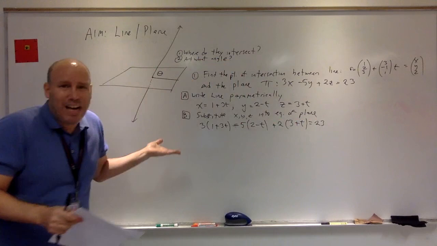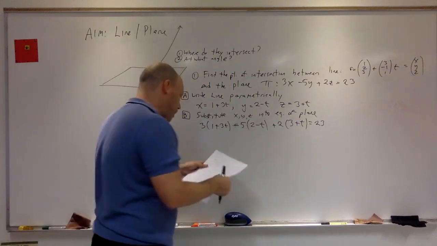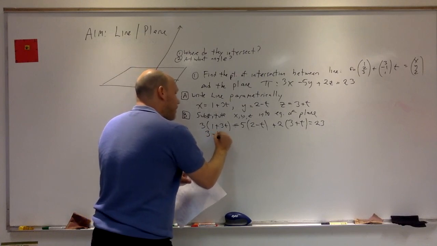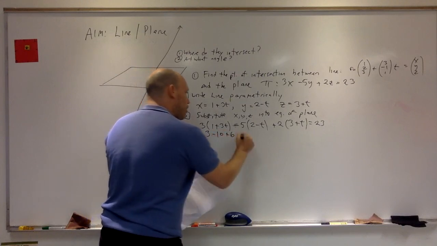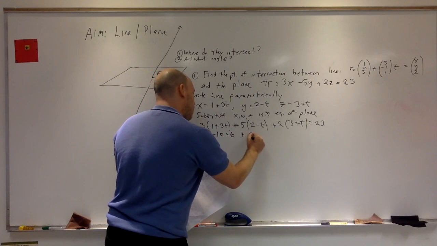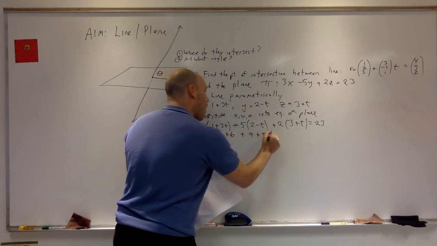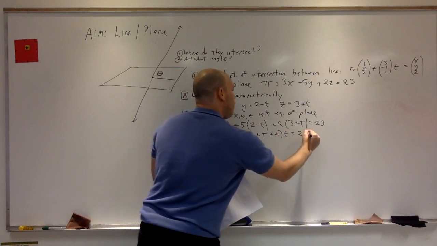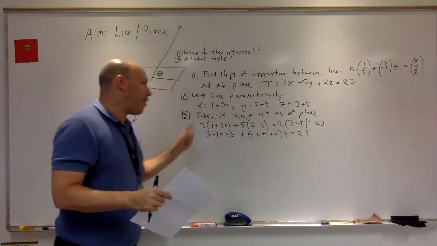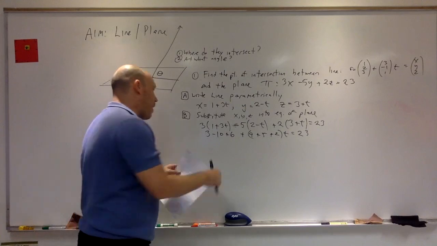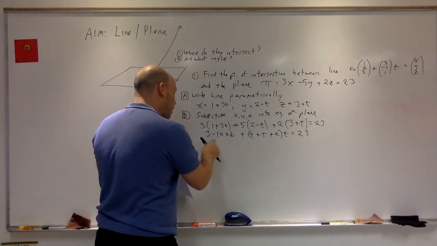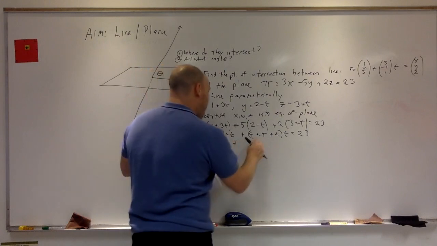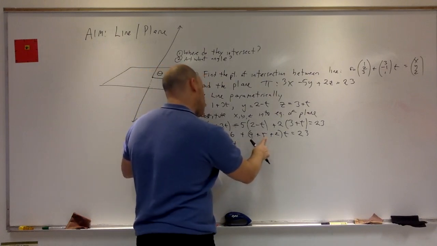Now you have a basic linear equation. Let me do the math. You can skip through this. 3 minus 10 plus 6, plus 9t plus 5t plus 2t equals 23. I combine the t's together. What do we have here? We have 9 minus 10 is negative 1, and we have 14.